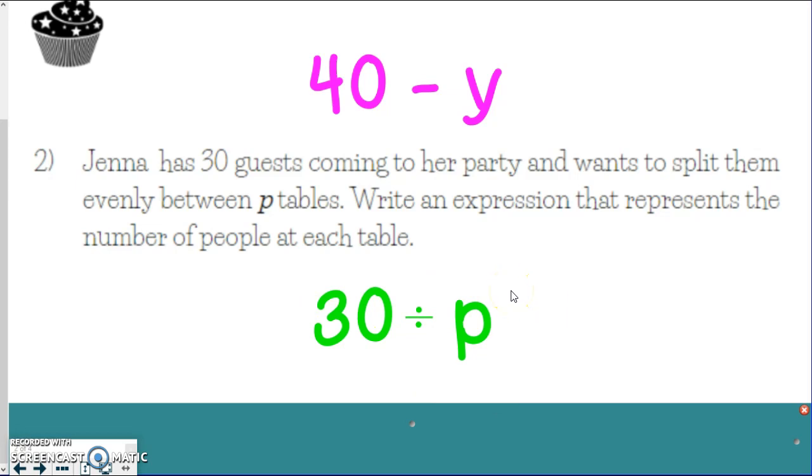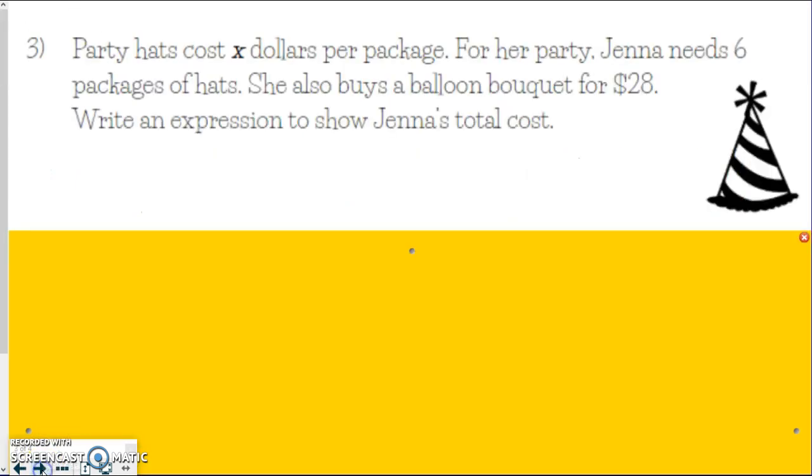So when we do eventually know what P is, which we don't know yet, but when we do, we know that if we take 30 divided by whatever P is, that answer is going to be the number of people at each table. Okay? Let's take a look at one more. So all we're doing right now is just writing the expression. We have no numbers for the variables at least, so we cannot solve. We are just writing the expressions to represent the situation.